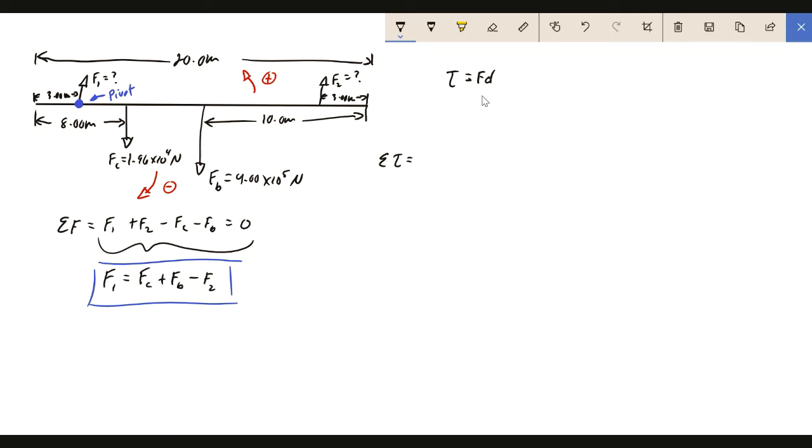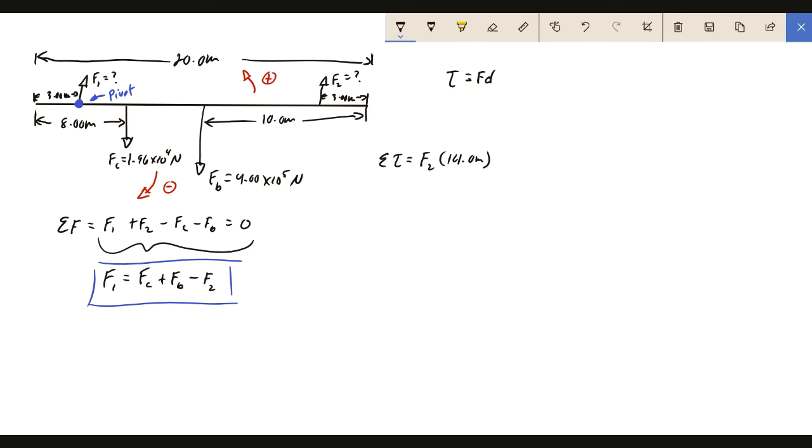And I can get those distances because I already have them all measured out over here on our diagram. So if we start with the positive torques, the only one that causes a positive torque is F2. Well, what's the distance from F2 here all the way to my pivot point? Because that is my lever arm. Well, that would be 14 meters. So it would be F2 times 14 meters. That's the torque for F2.